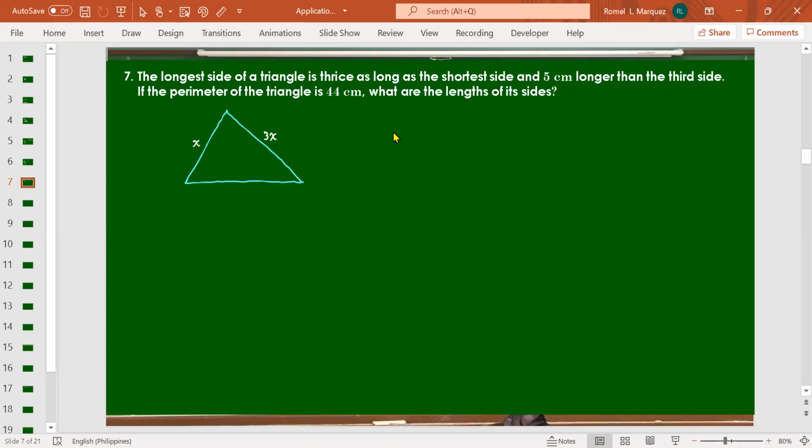Okay? So the perimeter is 44. Perimeter is side 1 plus side 2 plus side 3. That's the perimeter. So, guys, X, the longest is, let's say S3 is 3X. Let this be S2. We do not know yet. 3X plus X plus S2 equals 44 centimeters. So what is S2? S2 is 44 minus 4X. So this is our third side, 44 minus 4X.